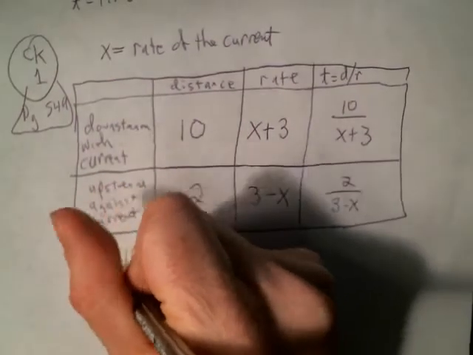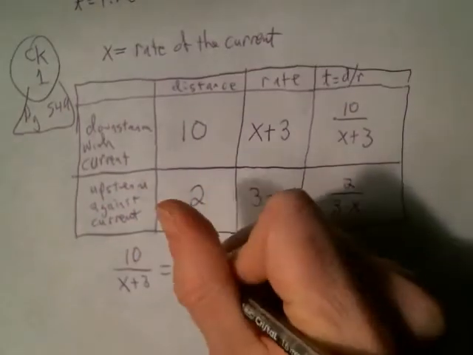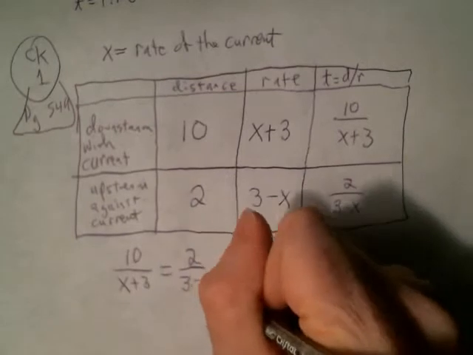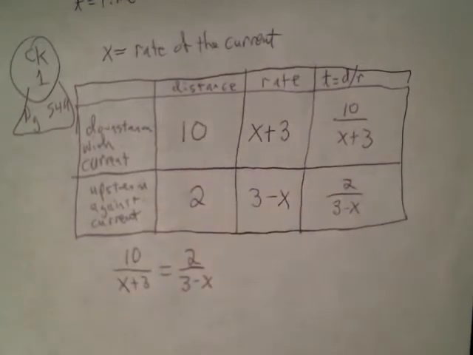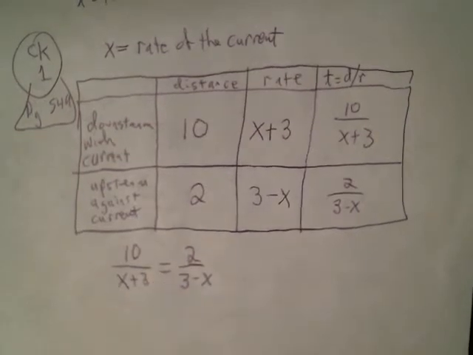You could say, okay, I know 10 all over x plus 3 is the same as 2 over 3 minus x. Let me read it again. In still water, your average canoeing rate is 3 miles per hour. It takes you the same amount of time to travel 10 miles downstream with the current as 2 miles upstream against the current. Okay, so this time and this time are the same, so they're equal.